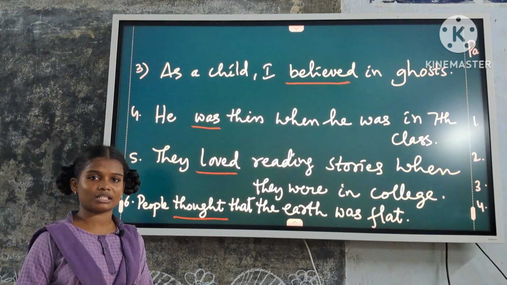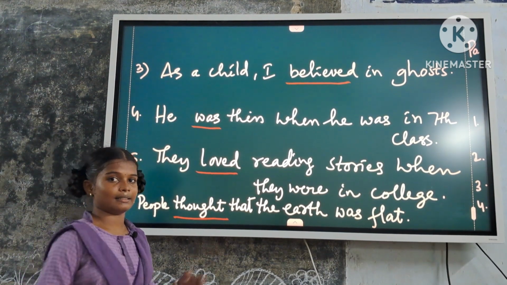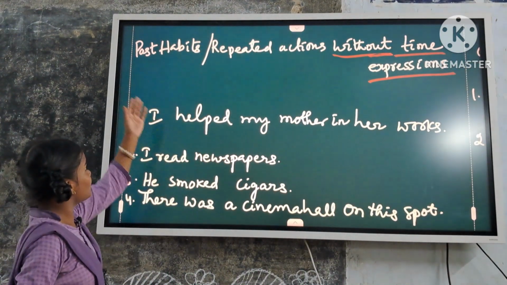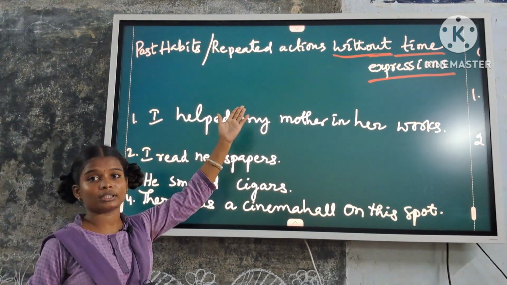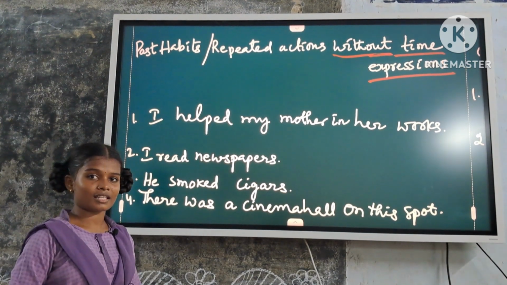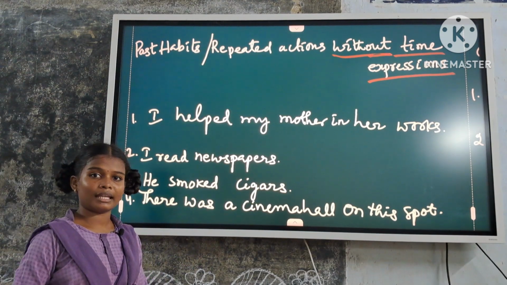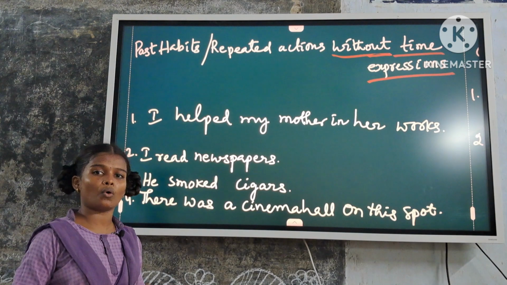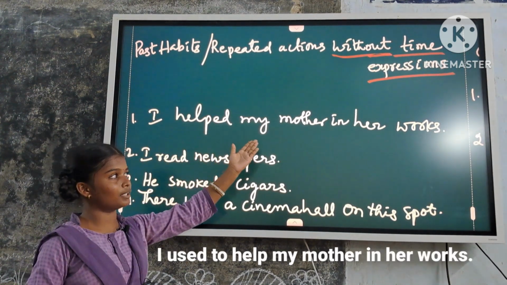Now, second situation where we can only use used to. Let us see. For past habits or repeated actions without time expression, we use only used to. First example, I helped my mother in her works. Here there is no time expression, so we can use only used to. So answer is, I used to help my mother in her works.